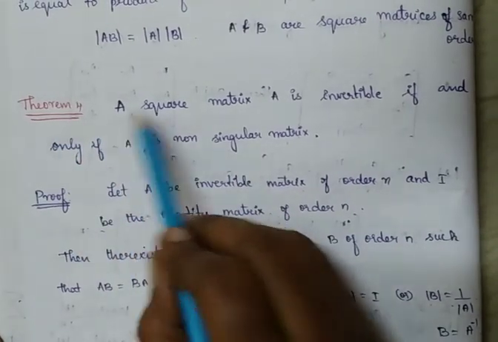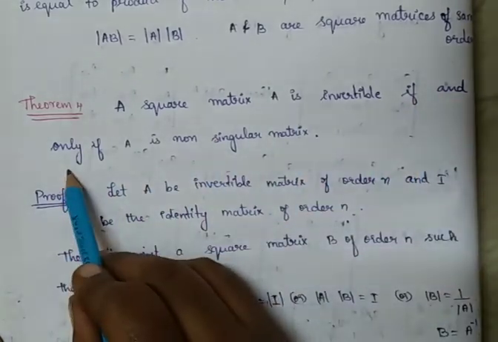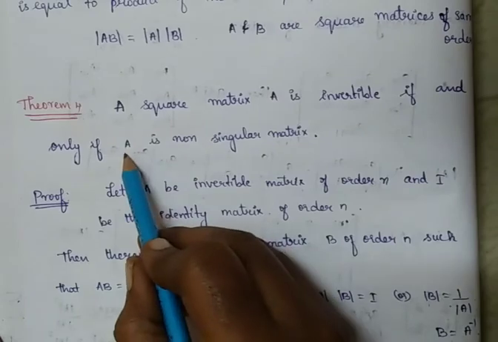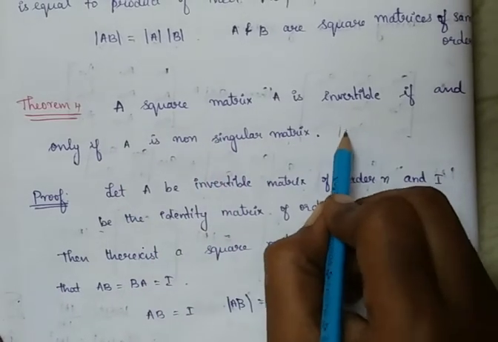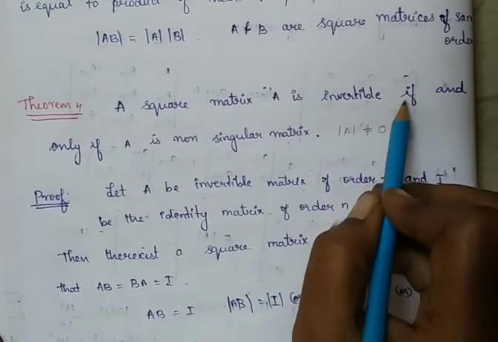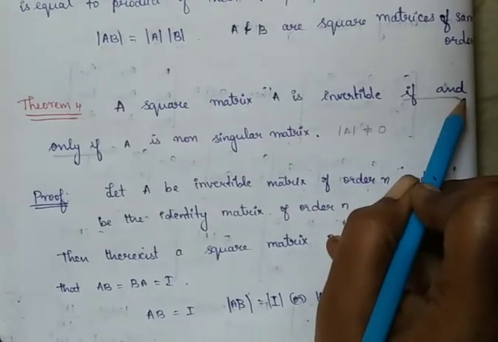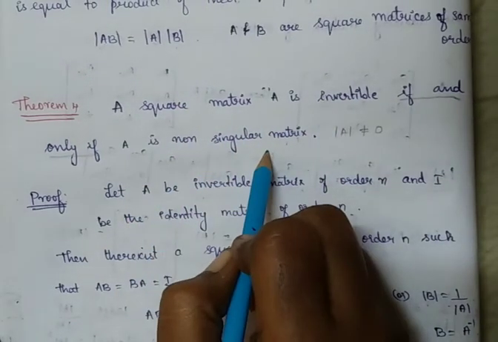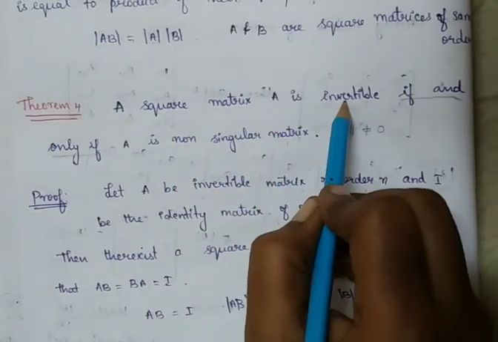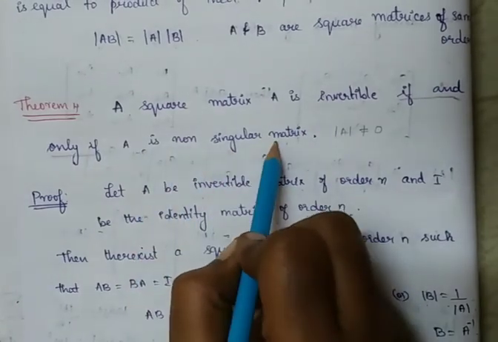Theorem 4. A square matrix A is invertible if and only if A is a non-singular matrix. See here, A is a non-singular matrix means it is understood that the determinant of A is not equal to 0. The phrase "if and only if" means two statements will be there. In those two statements, first we have to take one statement and prove the next one, and then we have to take the next statement and prove this one.